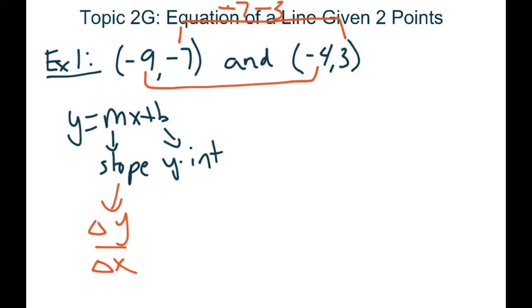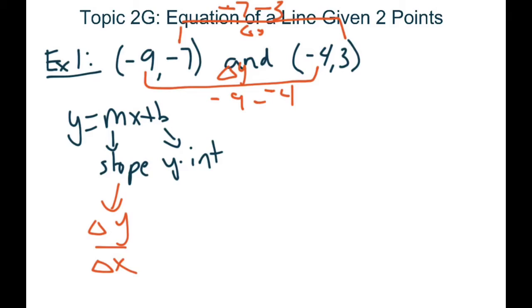Sorry, I'm writing on top of it. I'm going to run out of room if I don't. But you subtract the y values, so negative 7 minus 3 on the top for the change in y. And for the change in x, you're going to do negative 9 minus a negative 4. So this is just like we were doing before when calculating slope. So we're going to do those.